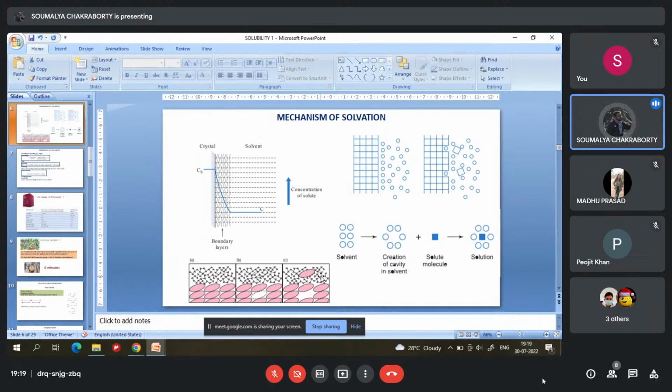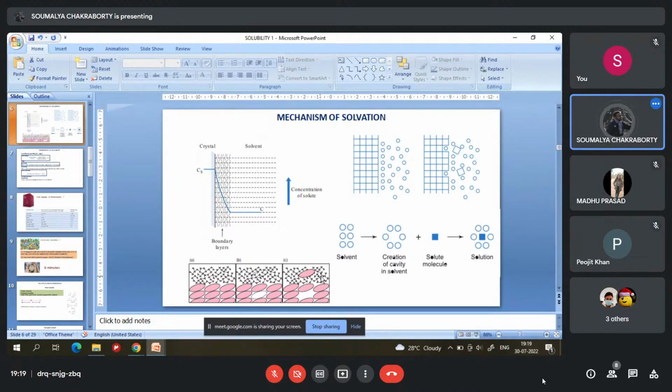So for a particular solute to get dissolved in a solvent at a particular temperature, the adhesive force of interaction between the solute and the solvent molecules must be higher than the cohesive force of interaction between the solid molecules and the solvent molecules.